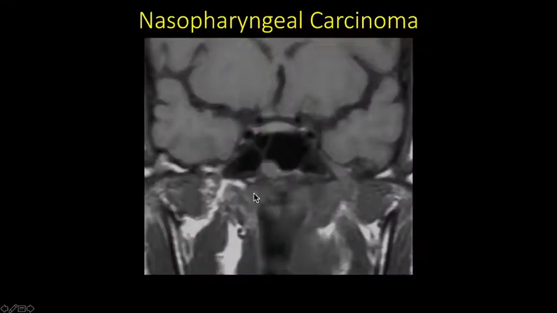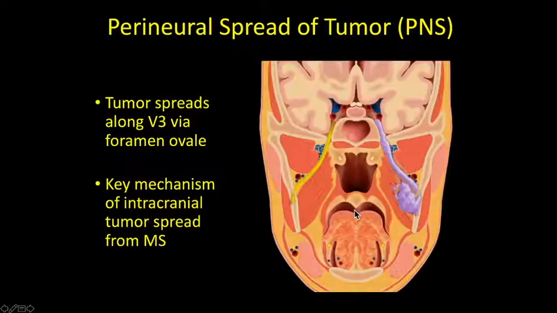So here's an example. We have some normal fat planes in the right masticator space and also at the right foramen ovale, the unaffected side. And on the other side, we have this T1 intermediate mass crossing from the nasopharyngeal space laterally. We've lost those fat planes in the masticator space through the abnormally widened foramen ovale into the left Meckel's cave area. This was a nasopharyngeal carcinoma.